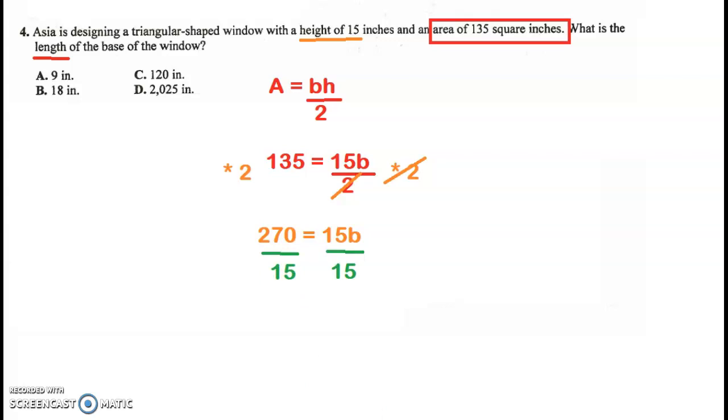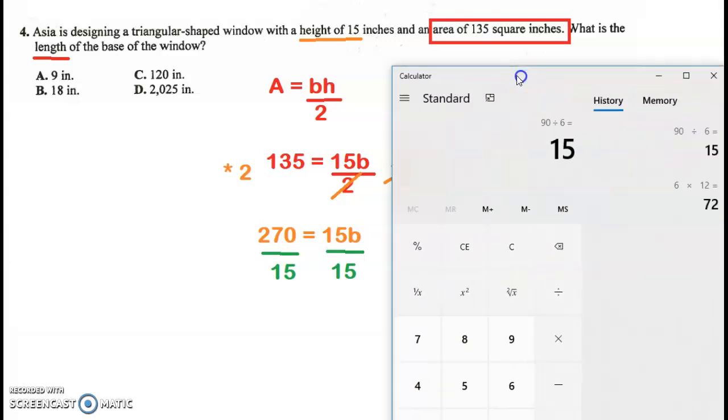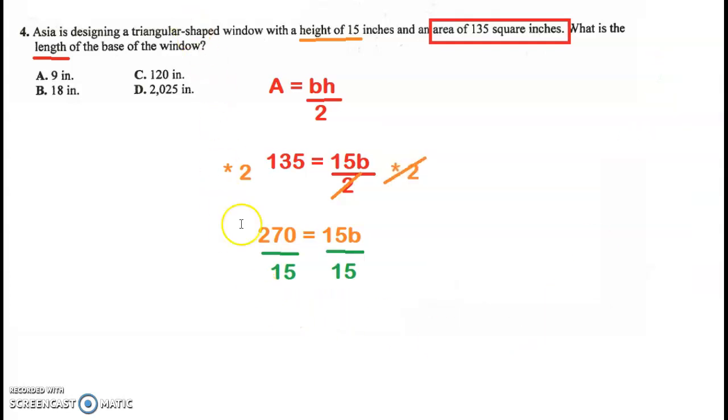Let me see here. Where's my calculator? There it is. Okay, so let's see here. Let's clear them out. I'm going to say 270 divided by 15. And I get 18. Okay? So 18 equals B.